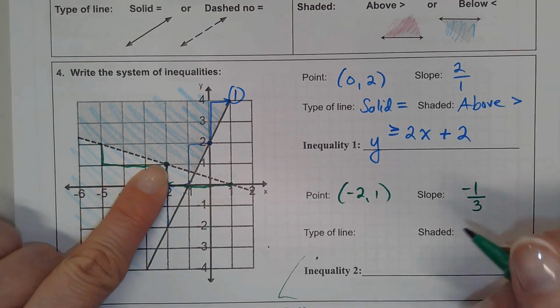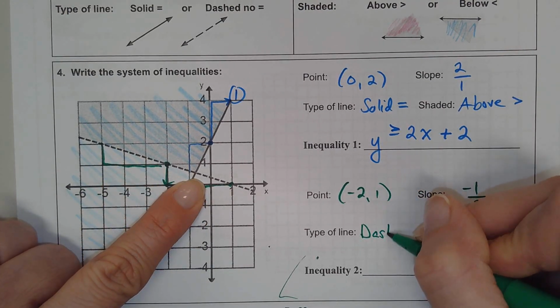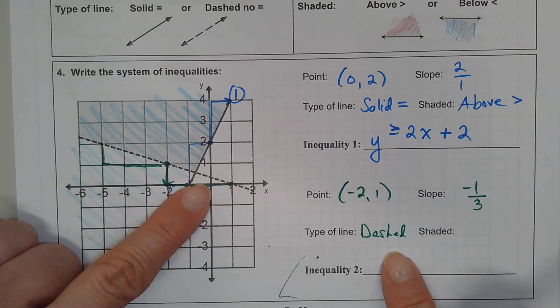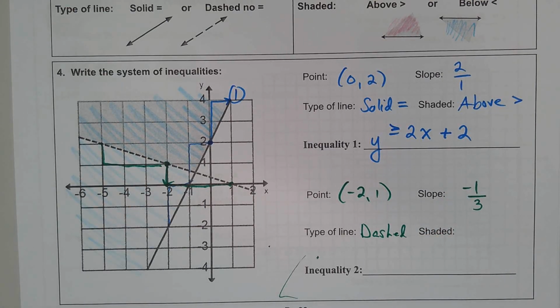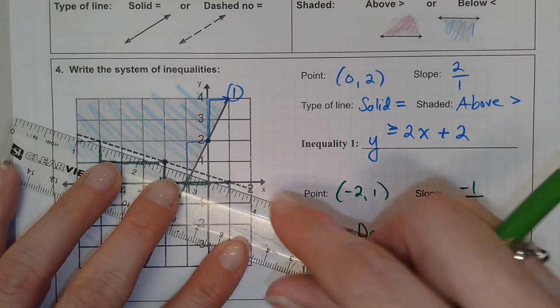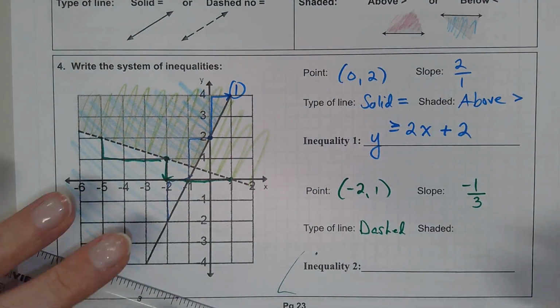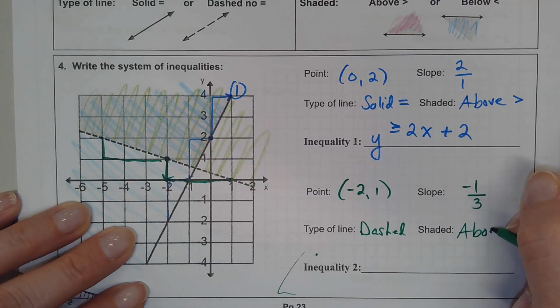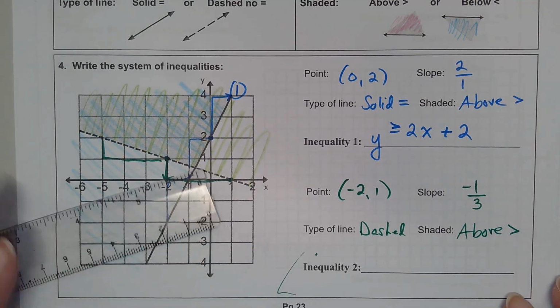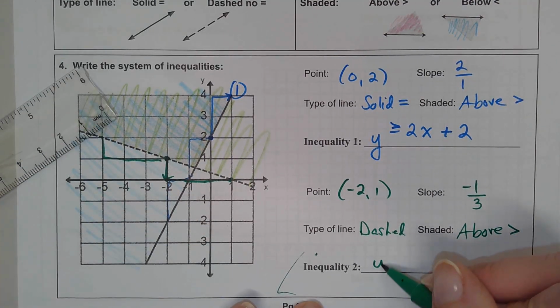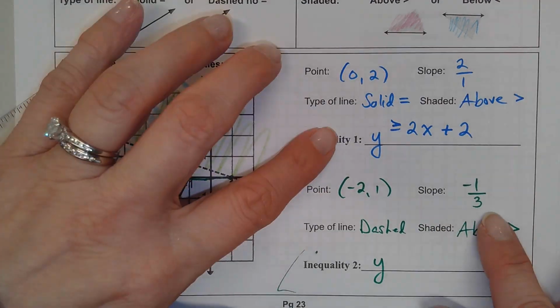The type of line is dashed, so no equal sign. And which way did they shade? When I look at the dotted line, the shading is up here, so they must have shaded above the line. And above gets a greater than symbol. All right, let's put all of these clues into your inequality.